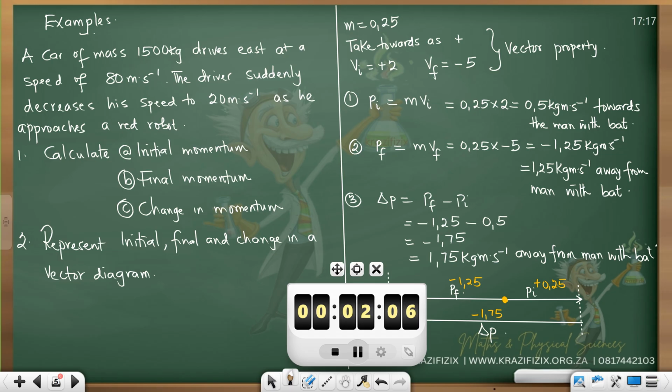Remember, don't just write the question. You are trying now, using the example that we did before. You're trying.